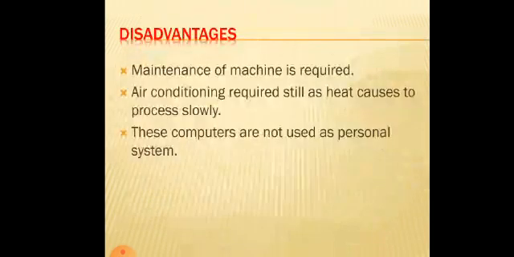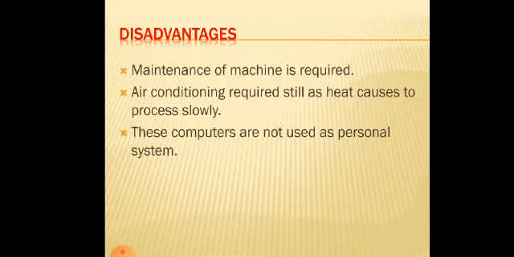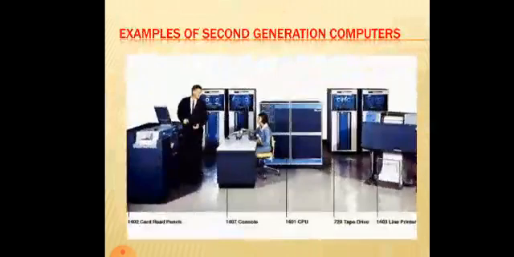What are the disadvantages? What are the problems in using second generation computers? Here also, maintenance of the machine is required. Air conditioning is still required, as heat causes it to process slowly. If the machine gets heated, we cannot work fast, so we have to keep an air conditioner. These computers were not used as personal systems. They were used only by scientists. These are the computers used in the second generation.